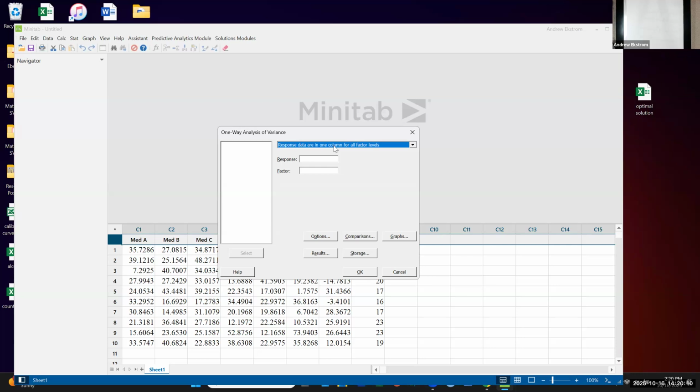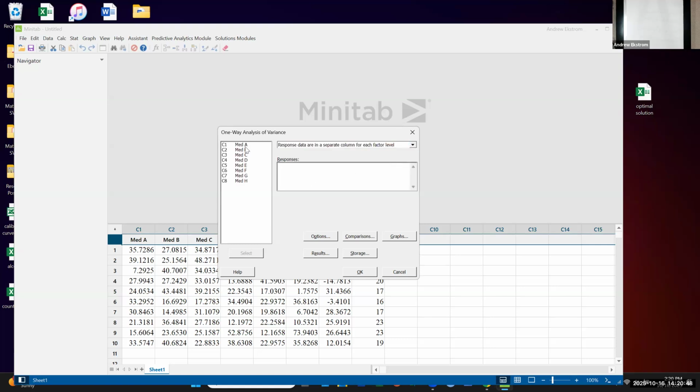Because other software have different ways of utilizing data, if someone you're working with is using a program called SPSS and they want to do ANOVA, they have to have one column designated for the group that stuff belongs to. They have to have another column with the data in it. Here, all of our data is in different columns. So we need to come back here and say data are in separate columns for each factor level.